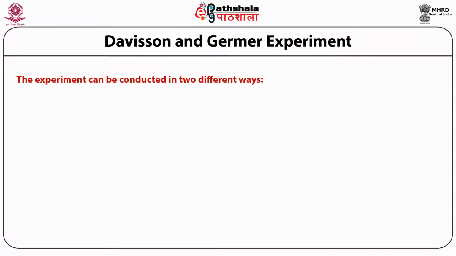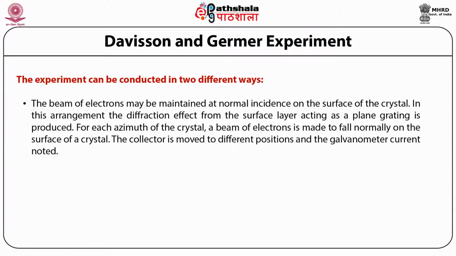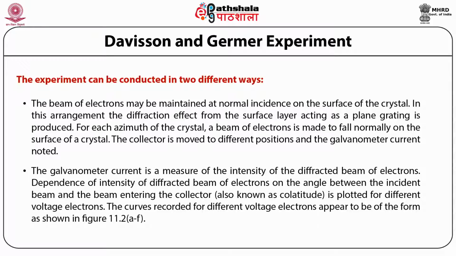The experiment can be conducted in two different ways. A. The beam of electrons may be maintained at normal incidence on the surface of the crystal. In this arrangement, the diffraction effect from the surface layer acting as a plane grating is produced. For each azimuth of the crystal, a beam of electrons is made to fall normally on the surface of the crystal. The collector is moved to different positions and the galvanometer current noted. The galvanometer current is a measure of the intensity of the diffracted beam of electrons.